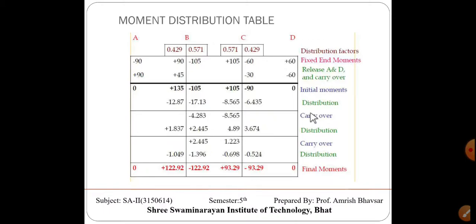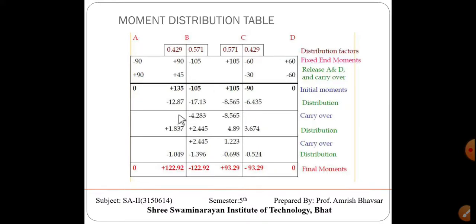Whenever the carryover is done, we have to take half of this over here and half of this over here. But here it is always 0. So here 0. But this half of this over here and half of this over here. Right? Now again distribution.